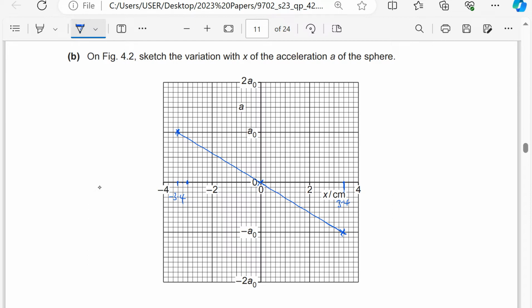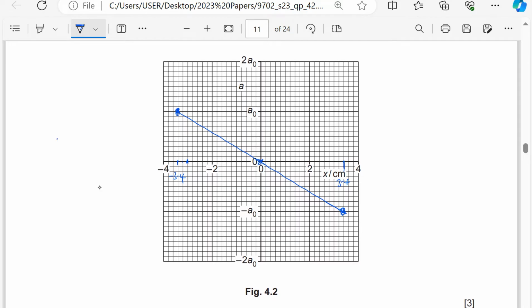So you make sure your graph does not go beyond this point here. Make sure your plotted points stop here exactly where I'm circling. Okay, so that will be the graph, a straight line through the origin. So I've plotted the points. I've plotted positive 3.4 against A naught. I've plotted negative 3.4 against A naught. Positive gives us negative, negative gives positive. Then I've plotted 0, 0 to go through the origin.